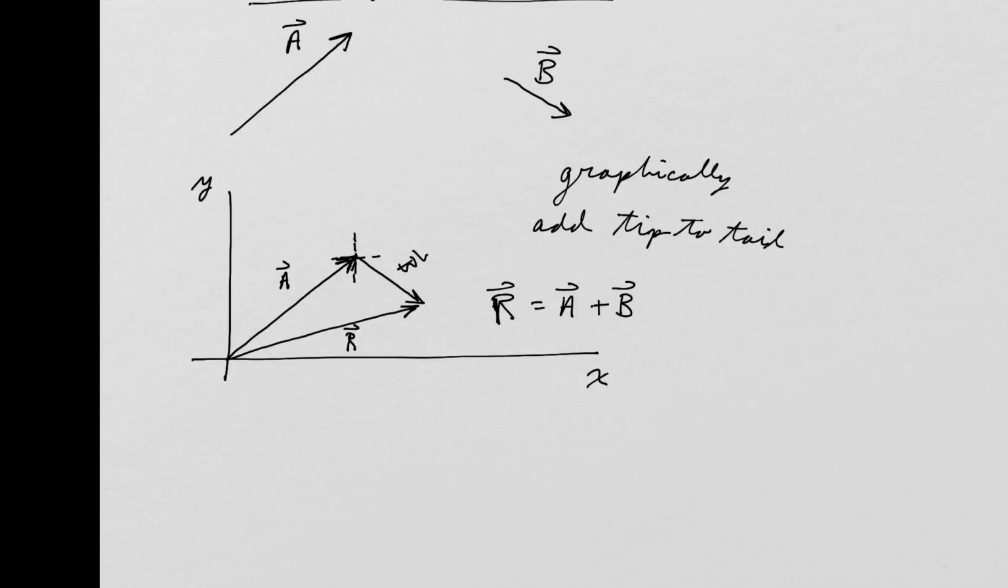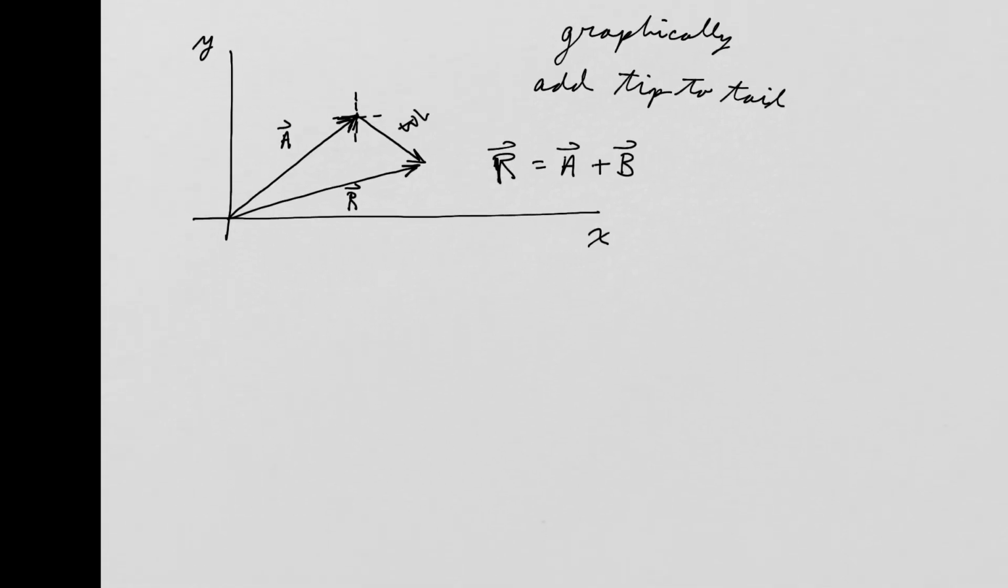And then of course R has some magnitude, its length, and it has some direction. You can measure the angle theta with respect to the x-axis. All right, so let me just show you one more example of adding vectors graphically, and then we'll get into how you add them mathematically, which we call the analytical method.